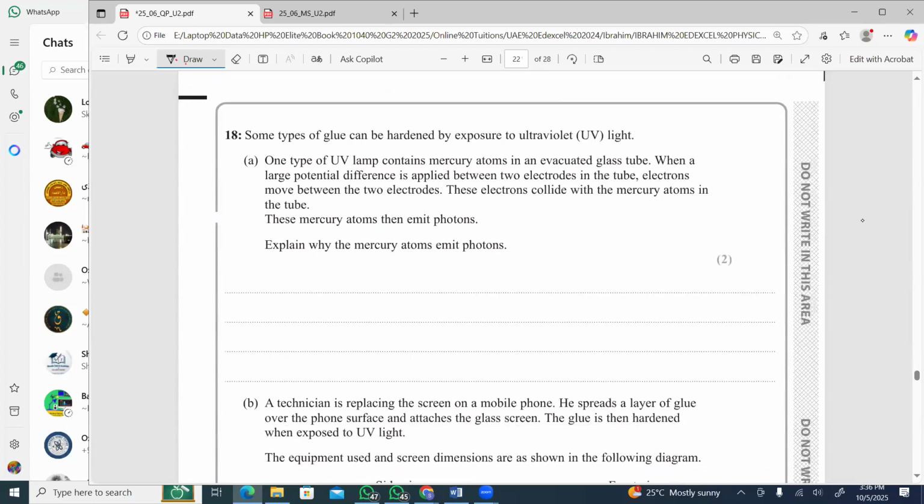Question number 18. Some types of glue can be hardened by exposure to ultraviolet light. One type of UV lamp contains mercury atoms in an evacuated glass tube. When a large potential difference is applied between the two electrodes in the tube, electrons move between the two electrodes. Okay.